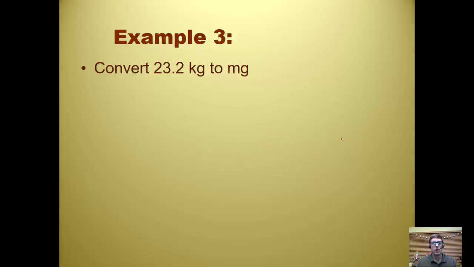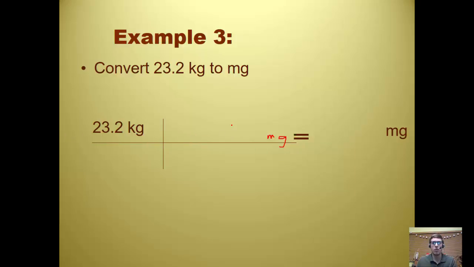0.342. All right. Now let's go 23.2 kilograms to milligrams. Let's see if you can figure it out. Try to do that yourself. Okay. First step, 23.2 kilograms. Second step, we're trying to get to milligrams. Then we set up our T. We know we want milligrams up top over here. We want to get rid of kilograms.